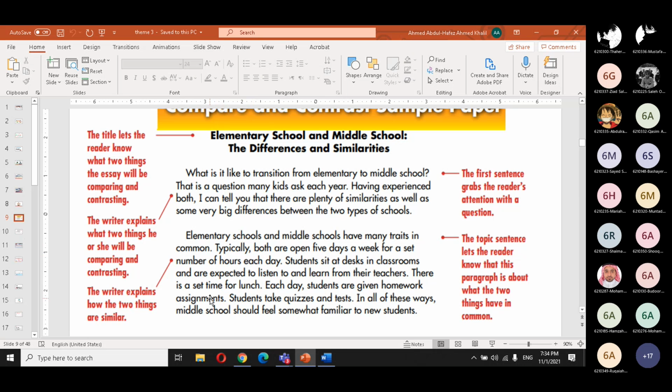Read. I want you to read this paragraph. Read and find. Okay. Look here. The writer explains. Okay. Look here to the right. شوف التعليق هنا على اليمين. The topic sentence lets the reader know that this paragraph is about what the two things have in common. So the first sentence we call it topic sentence. And it shows that the writer is going to talk about similarities. And then the writer explains how the two things are similar. You read this paragraph. اقروا الفقرة وطلعوا لي what's similar.